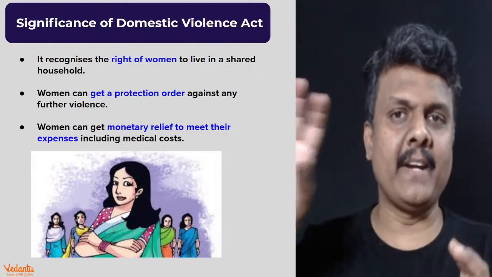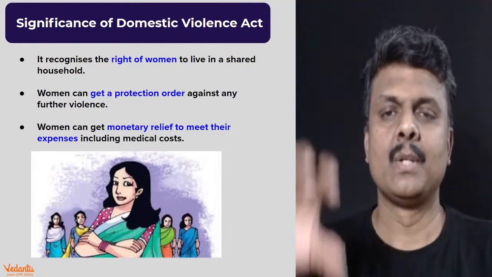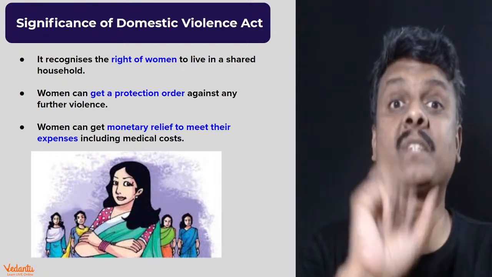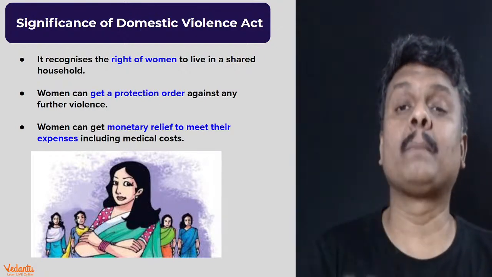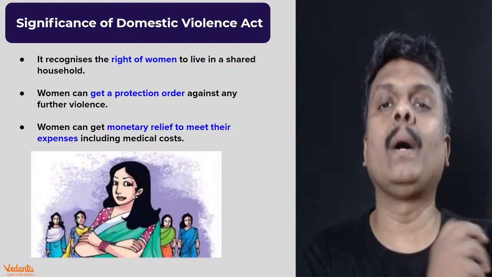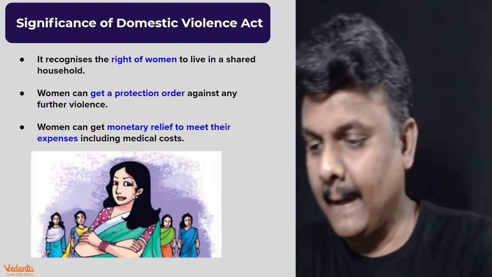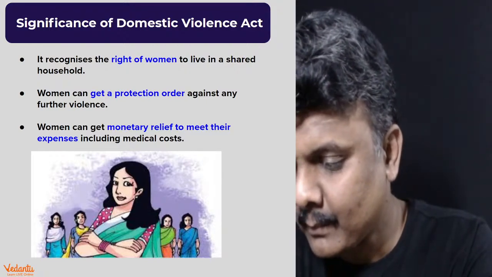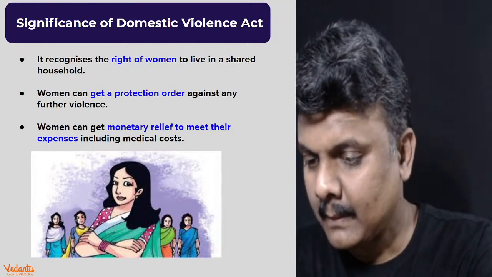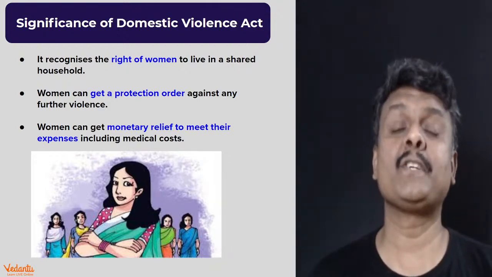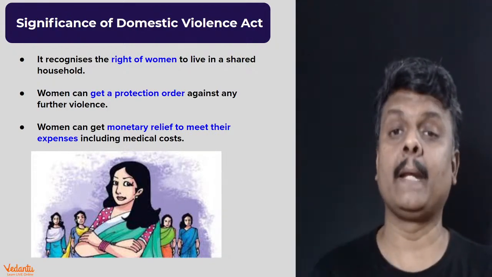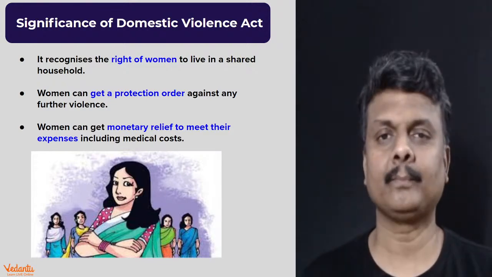Women can also ask for monetary relief to meet their expenses, including medical costs. So two things are there, guys: prevention and cure. To prevent them from being acted upon through any violent means, the Domestic Violence Act helps. On the other side, in case some domestic violence happens, women can file a case, and also ask for monetary relief to handle their medical expenses as well. Both. Clear? Monetary relief is asking for money. If I am a victim of domestic violence, I can file a case, ask for money, and the family has to pay me that money. Clear?